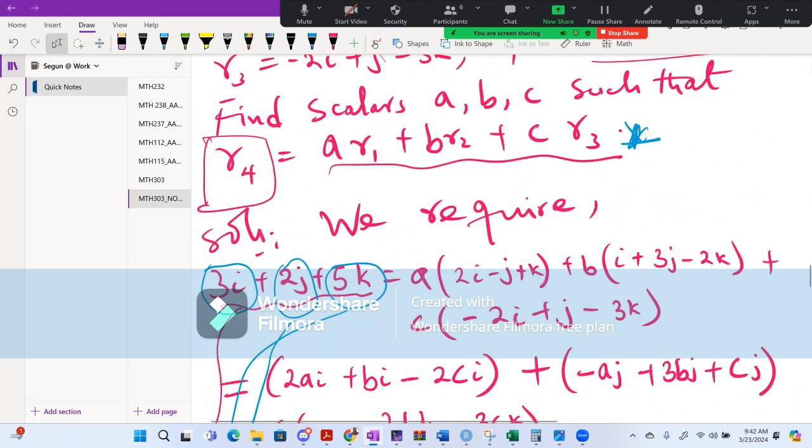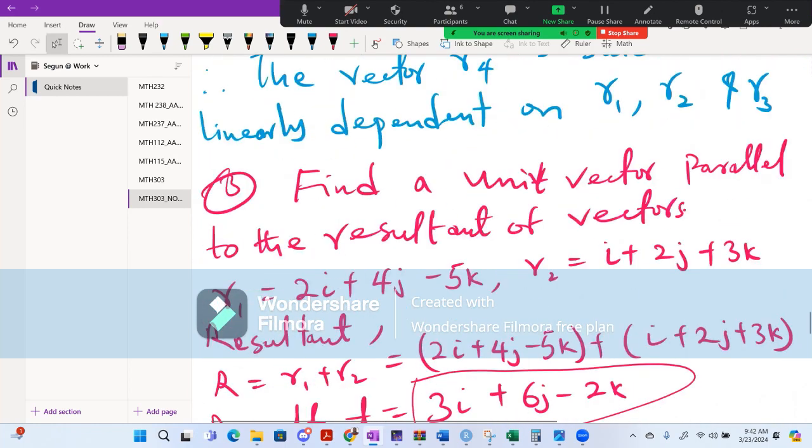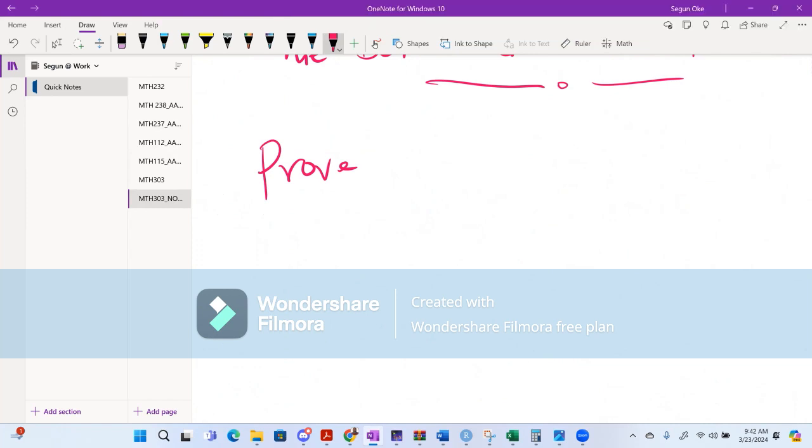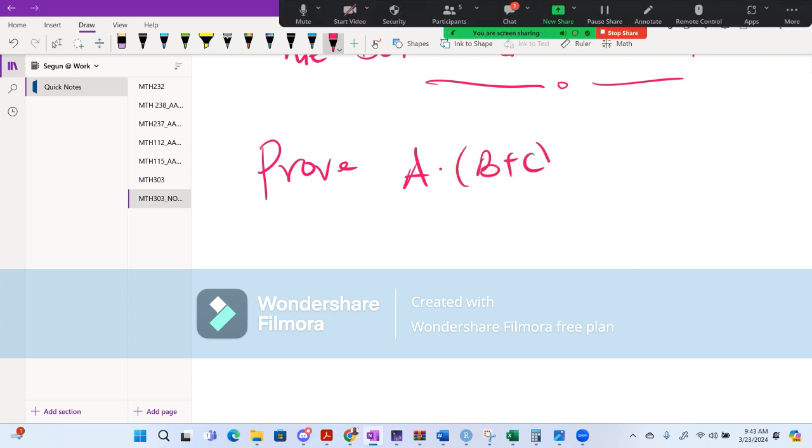For example, how do we prove that A dot B plus C? Prove that A dot (B plus C) equals A dot B plus A dot C.